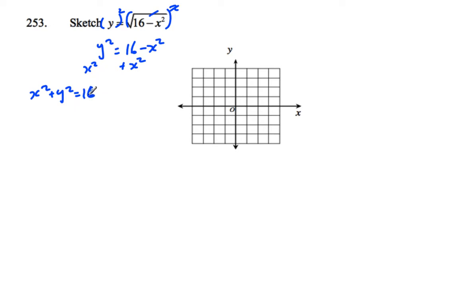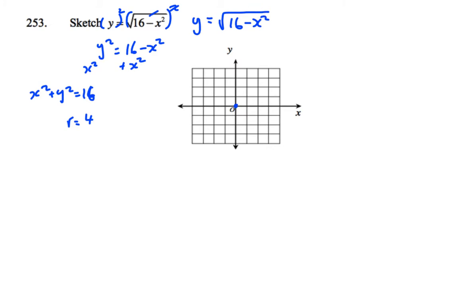Now that is, if you remember your circles, a circle that has a center 0, 0 and a radius of 4. But we can't forget that originally, and I've drawn all over it so I'll redraw it here, our original version has a square root in it. Now if you think about it, a square root can't ever end up being a negative result, so y is only valid for positive or 0 values.